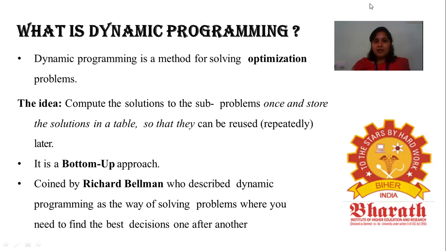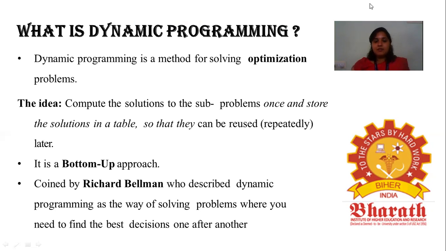The basic idea behind dynamic programming is we compute the solution to the subproblems once and then we store the solution in a table so that it can be reused whenever we require. This is very simple. When a problem is given, you're dividing the problem into subproblems, you're solving those subproblems and that data is stored in a table. So whenever you need it, you will be referring to the table. And this dynamic programming approach is also called a bottom-up approach.